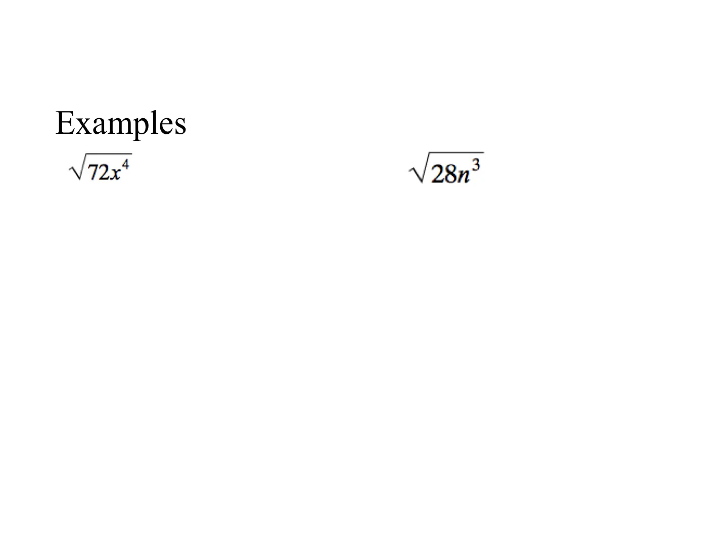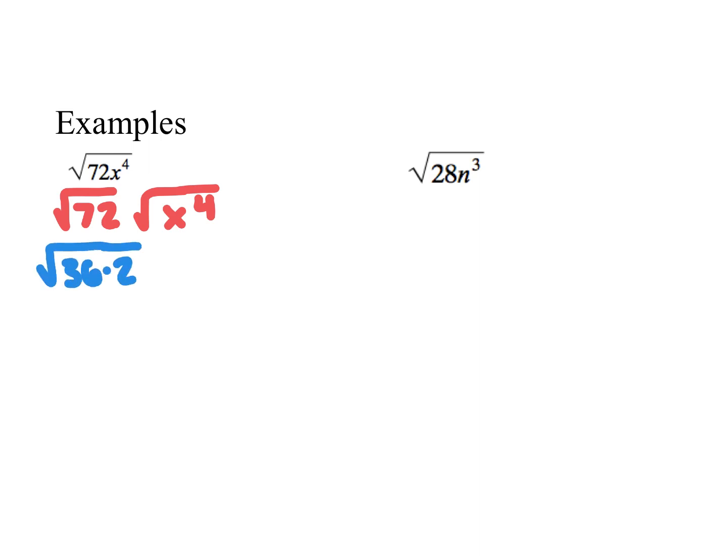So for these two examples, first radical 72, I'm going to split into two radicals, so I have the square root of 72 and the square root of x to the fourth. If I want to simplify the square root of 72, I have to identify the biggest perfect square that divides evenly, which in this case would be 36. So it's 36 times 2. And if I separate that square root, I get square root of 36 times the square root of 2. And the square root of 36 is 6, so it's 6 root 2.